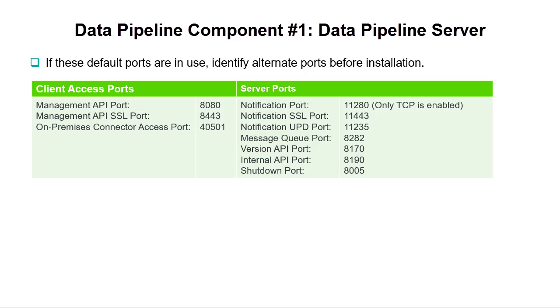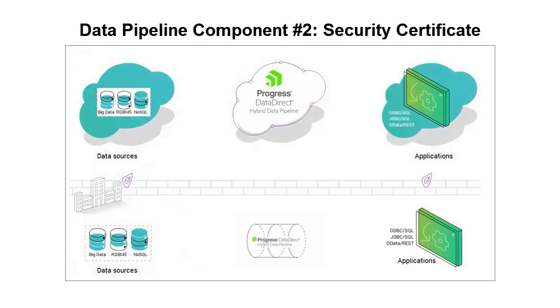The second required component is a security certificate, which is used to establish a trusted, encrypted connection between the data pipeline server and a client, such as a browser. With this connection in place, sensitive data can be safely transmitted.